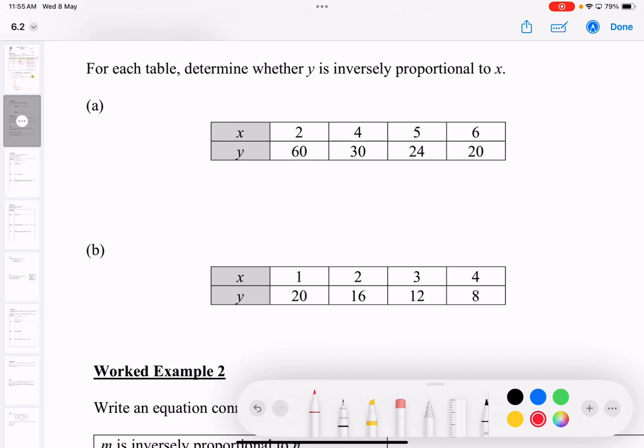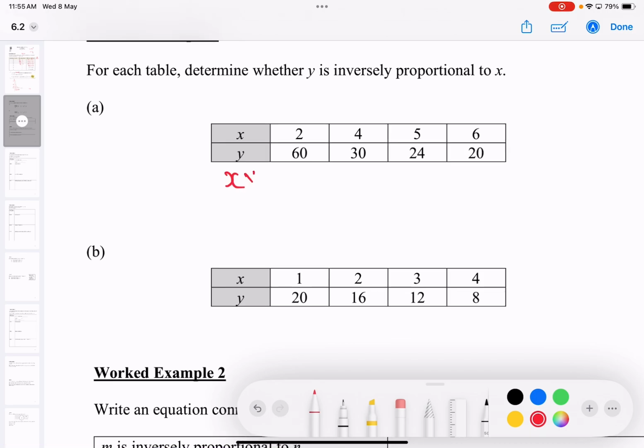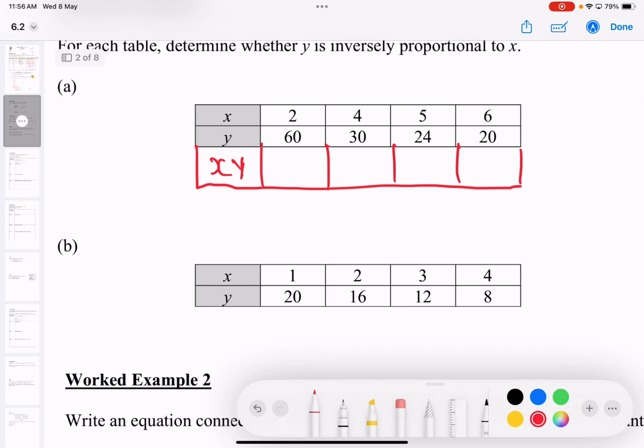Can you do me a favor? In your graph here, can you just come up with another row for x times y? Draw another row and calculate the value of x times y. Juniors, can you please quickly do that? These are corresponding pairs in your table of values. I take 2 times 60, I get 120. I do the first one for you.